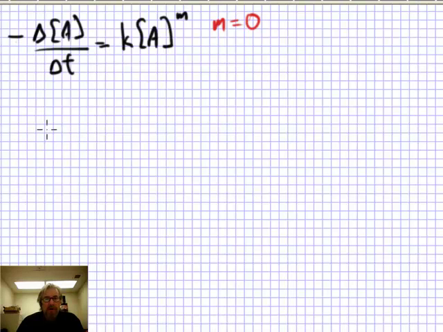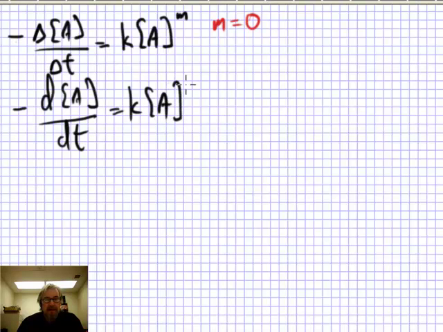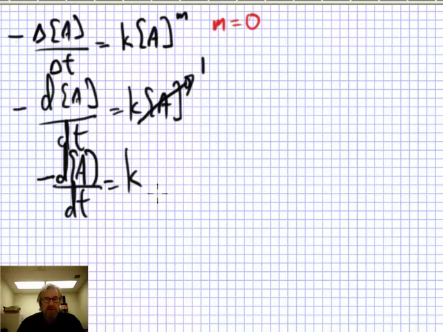Now we're going to use calculus notation here. If you're familiar with calculus, you know that the deltas get skinnier and skinnier until they aren't deltas anymore, but they're D's. So for calculus notation, we would rewrite this as minus dA over dt is equal to K times A to the, in this case, 0. But A to the 0 is 1, and so this could be rewritten this way: minus d concentration A dt is equal to K. And from this point, we want to develop something we can integrate so we can get a relationship between concentration and time.